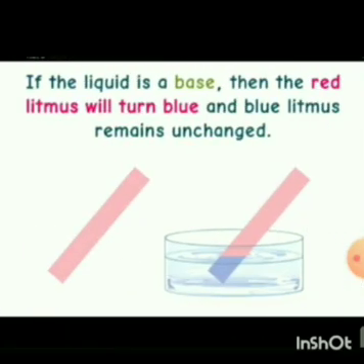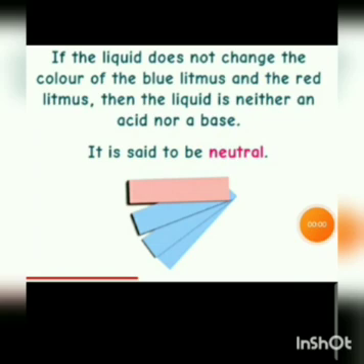If the liquid is base, then the red litmus will turn blue and blue litmus remains unchanged. So can you see the red litmus? It turns blue. So we can identify that the substance is base. If the liquid does not change the color of the blue litmus and the red litmus, then the liquid is neither acidic nor base. So it is said to be neutral.